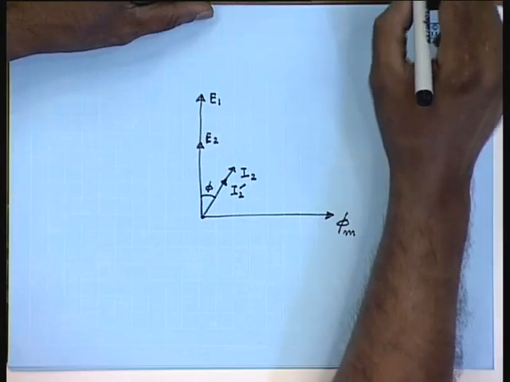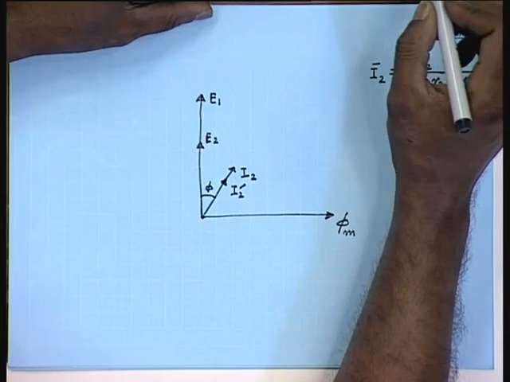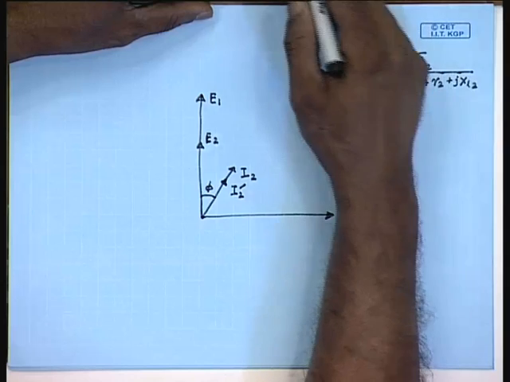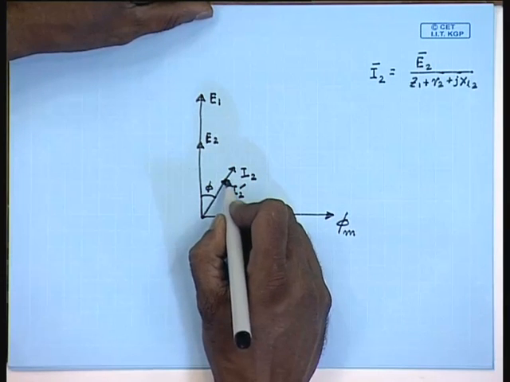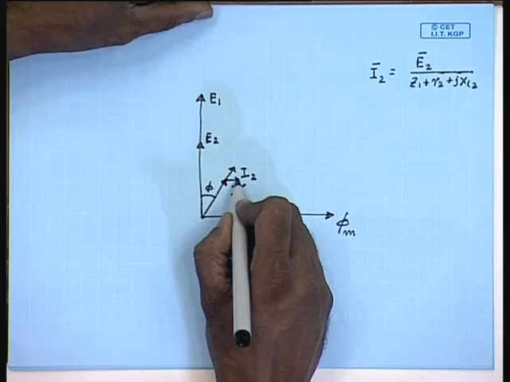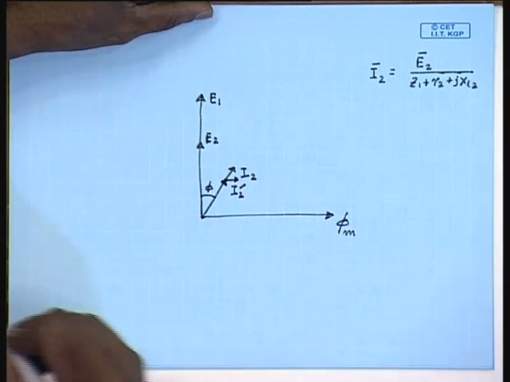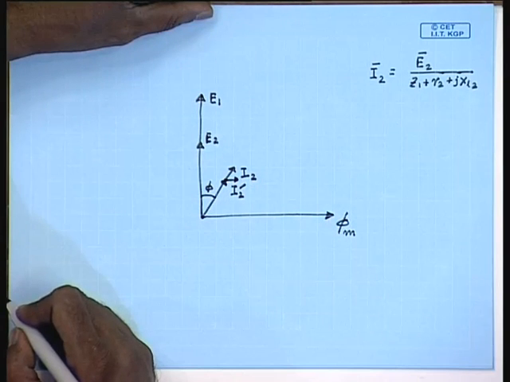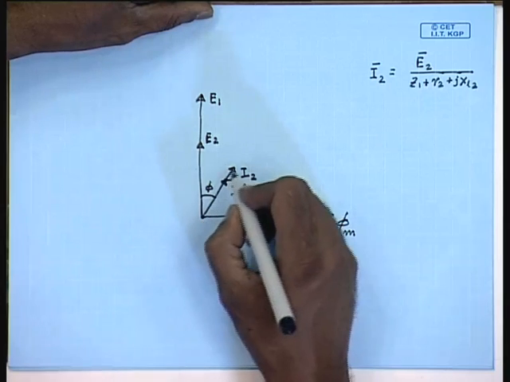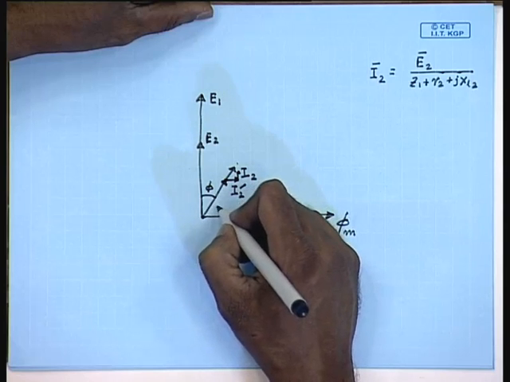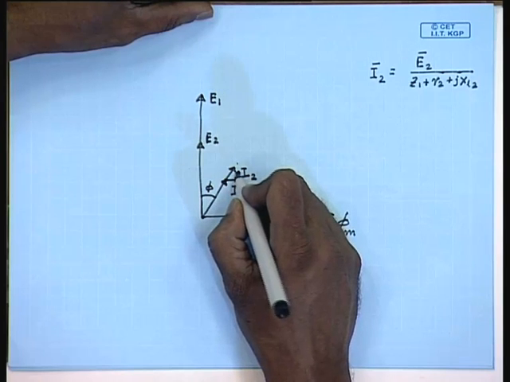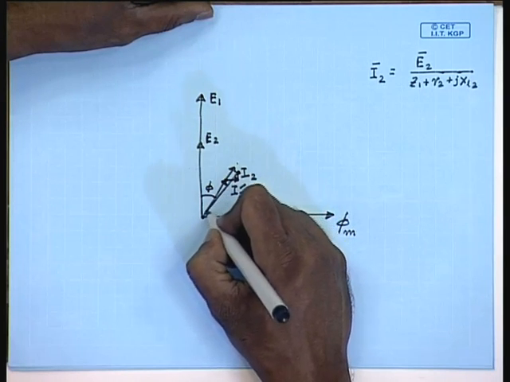The current I1 can be obtained by the phasor sum of I2 dash with Im, which is in phase with phi m, and IC, which is in phase with E1, which gives me the phasor I1.